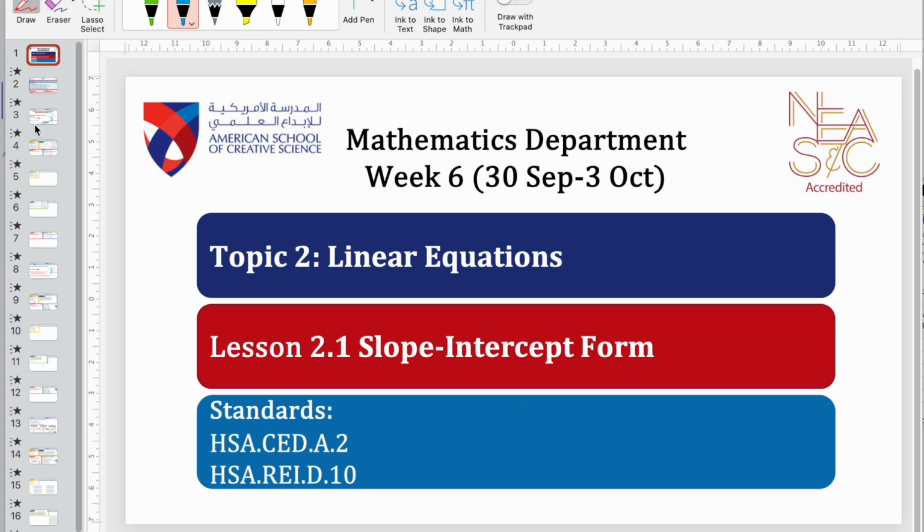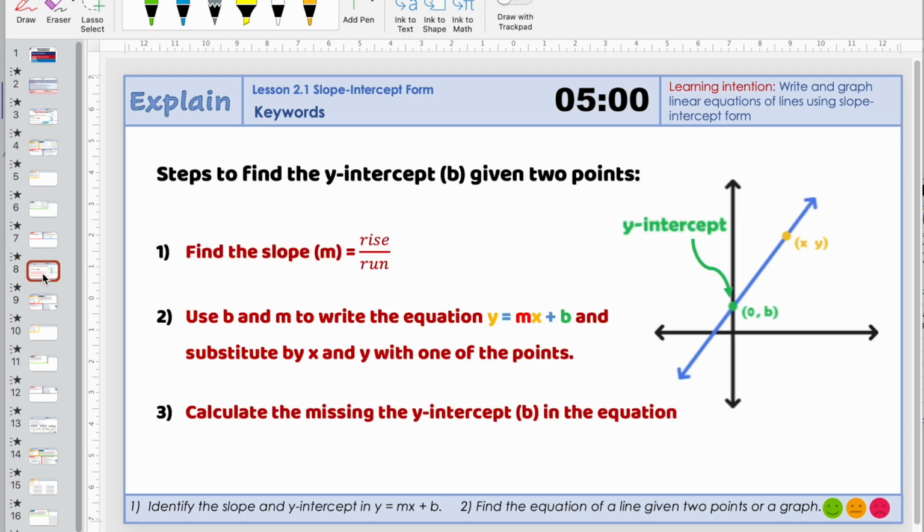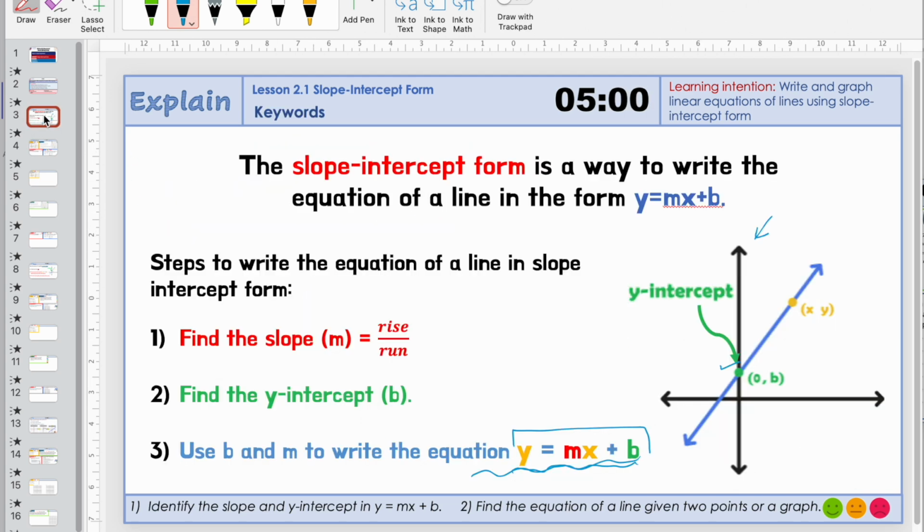So today we're gonna do a quick revision on lesson 2.1, slope intercept form. This lesson focuses on three ideas. First, find the equation of the line in slope intercept form given a graph. Second idea is find the equation of the line given only 2 points, and the last idea is graph the line given the equation itself. So let's start with the first idea.